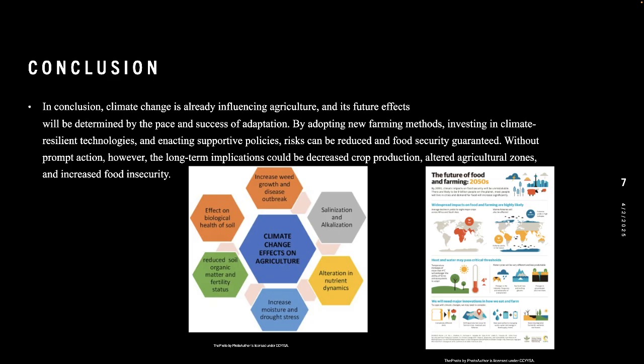Conclusion. In conclusion, climate change is already influencing agriculture, and its future effects will be determined by the pace and success of adaptation. By adopting new farming methods, investing in climate-resilient technologies, and enacting supportive policies, risk can be reduced and food security guaranteed. Without prompt action, however, the long-term implications could be decreased crop production, altered agricultural zones, and increased food insecurity.